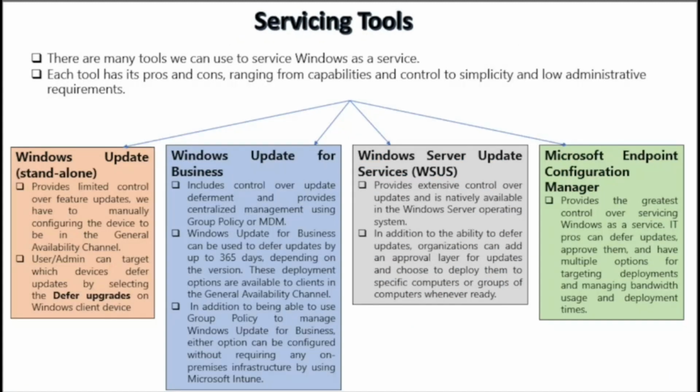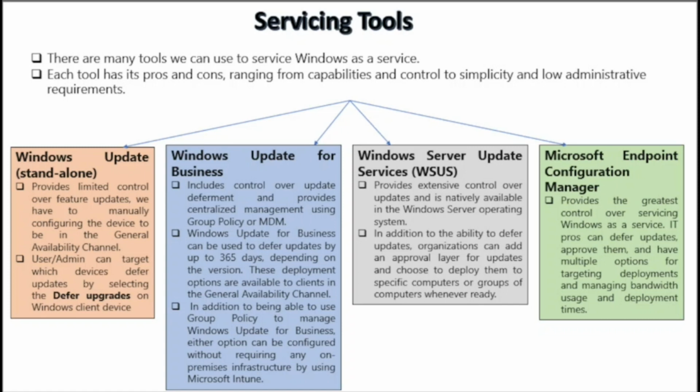Now let's talk about the Windows servicing tools. There are many tools which we can use to service Windows as a service. Each tool has its pros and cons, ranging from capabilities and control to simplicity and low administrative requirements. These tools are Windows Update, which is a standalone tool. Then we have Windows Update for Business, Windows Server Update Services, also known as WSUS, and then we have Microsoft Endpoint Configuration Manager. Each tool has its own pros and cons.